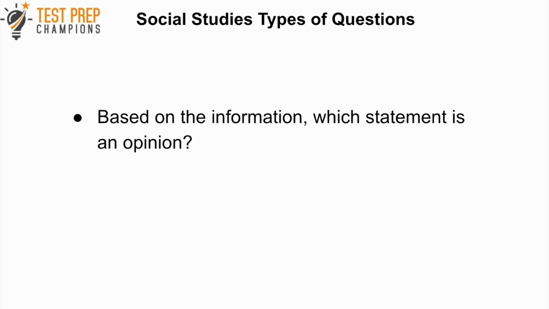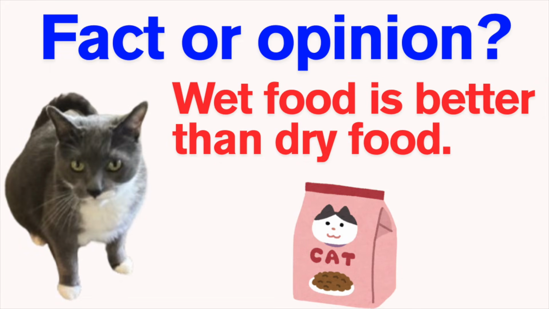Now, to start us off here, one type of question is based on the information, which statement is an opinion. You might get a question like this on your test. On the other hand, they can also ask you which statement is a fact. Fact and opinion questions are fair game on GED Social Studies.